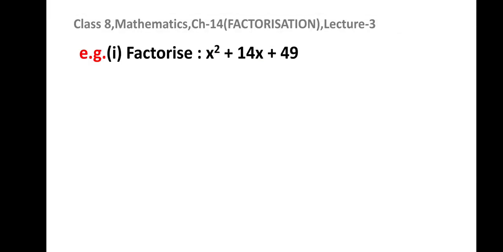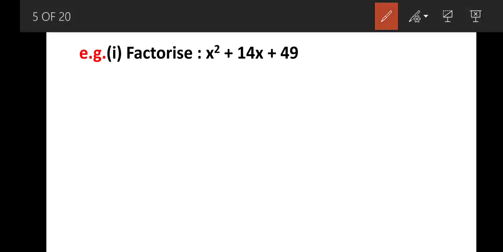Let us see an example. Factorize x square plus 14x plus 49. Now here, first of all, you need to find out which identity is to be used. And it is clearly visible that it has 3 terms. Therefore it does not fit in identity number 3. And also, out of the first and second identity, which identity are we supposed to use? Everywhere we can see a positive sign. So clearly identity number 1 is to be used.